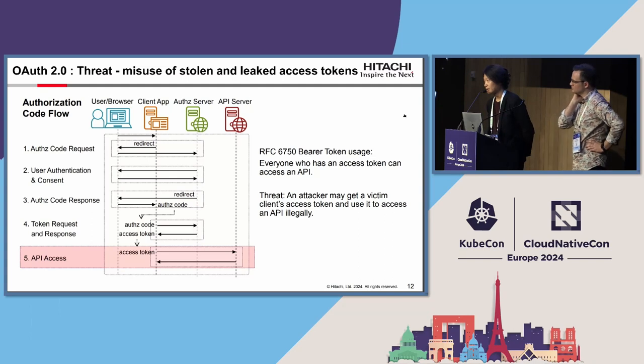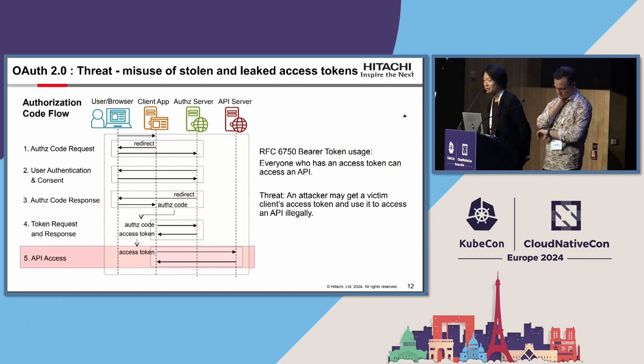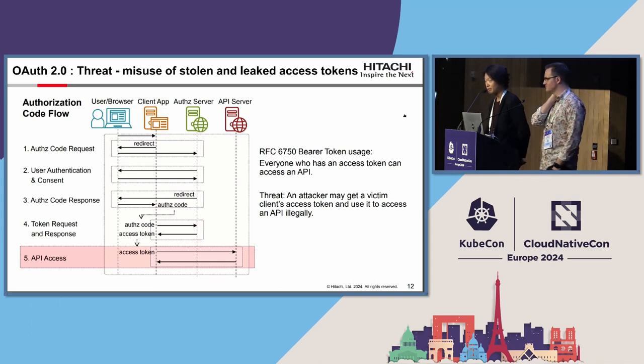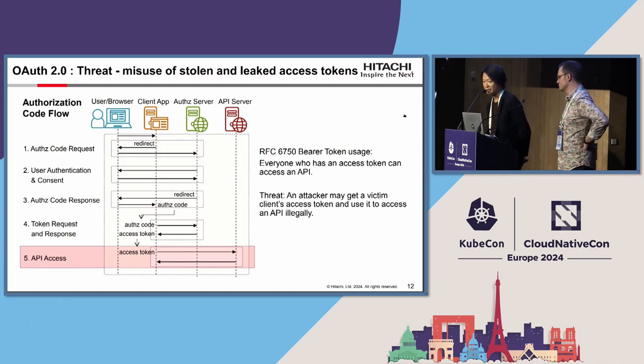OAuth 2.1 provides several security features. Today I'd like to pick up one of them: preventing misuse of stolen and leaked access tokens. So let's assume that you use your client application and use Keycloak as an authorization server, both following OAuth 2.0. Then your client application receives an access token from Keycloak. Then an attacker steals your access token and tries to access an API with this access token.